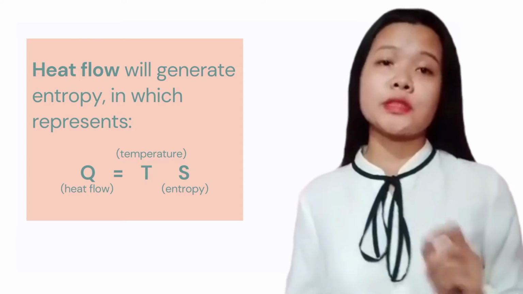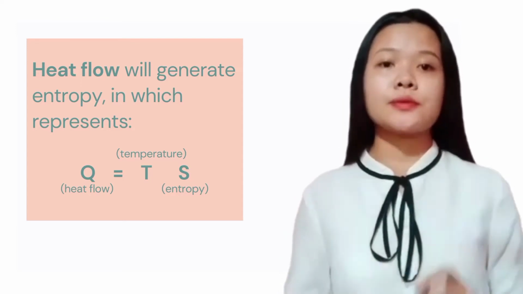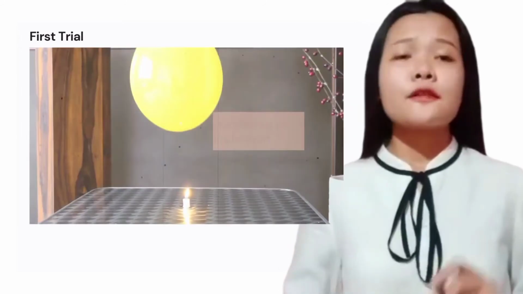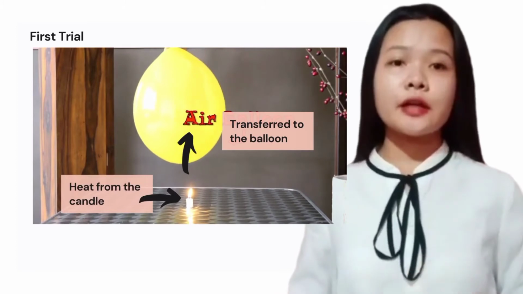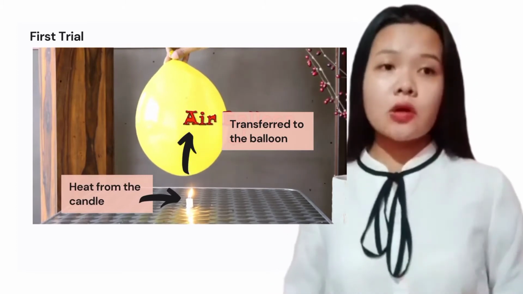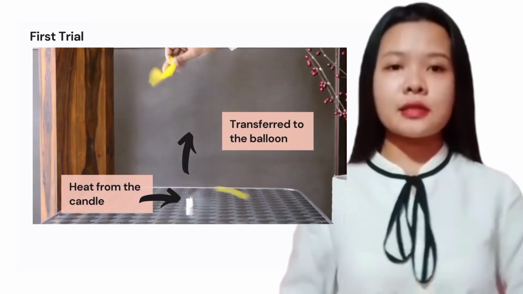Heat flow will generate entropy, in which ΔS = Q/T. For the first trial, the heat from the candle is transferred to the air inside the balloon. This caused the air to expand and the balloon burst within a few seconds.